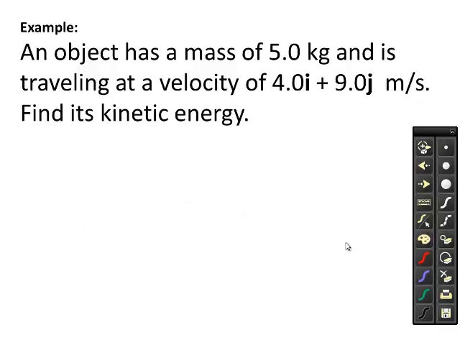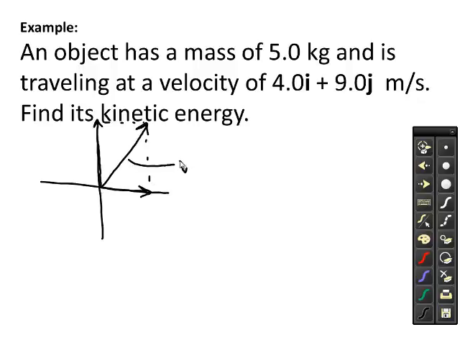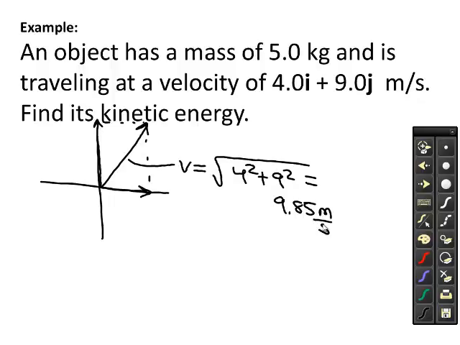So, in other words, this represents 4 meters per second on the x-axis while being 9 meters per second on the y. The magnitude of our velocity then is the square root of 4 squared plus 9 squared. Okay, magnitude of velocity is 9.848. Let's call it 9.85. So it's moving in this direction at 9.85 meters per second.